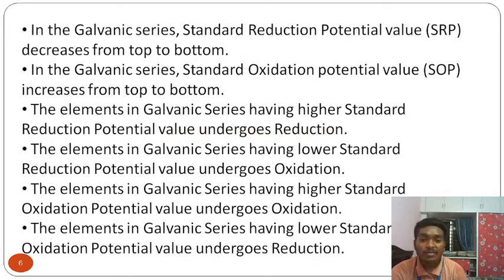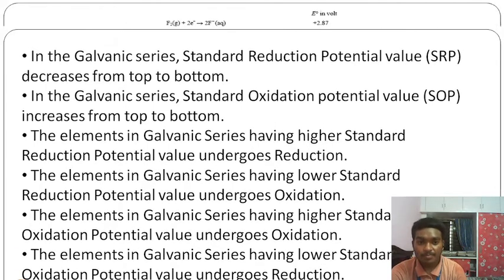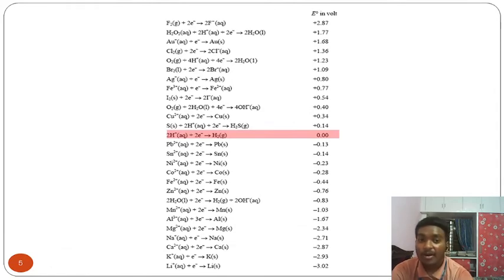The elements in the galvanic series having higher standard reduction potential values undergo reduction, and those having lower standard reduction potential values undergo oxidation. Fluorine has a higher standard reduction potential value, therefore it is a good oxidizing agent and undergoes reduction. Lithium has a low reduction potential value, therefore it undergoes oxidation. It is the strongest reducing agent because it has the strongest oxidation potential value.